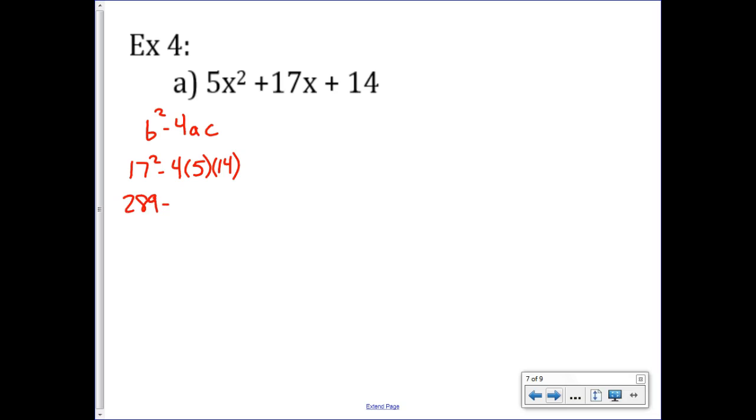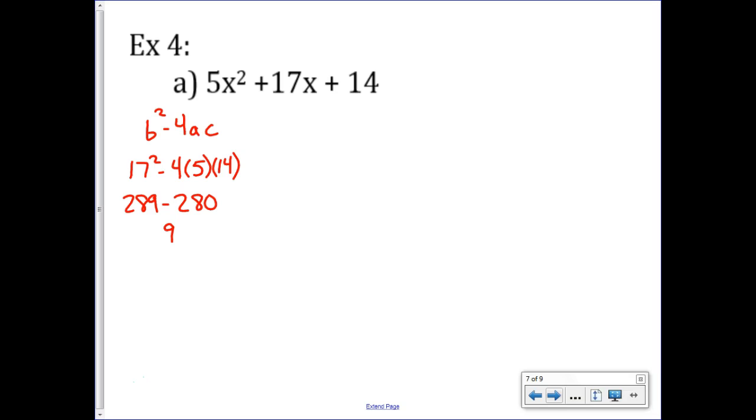Minus 4 times 5 times 14, we get 280. 289 minus 280 is 9. So that's a perfect square, which means this is factorable. Okay, so then it tells us to, first, are we in the correct order? Yes, we have x squared, then x, and then no x terms.